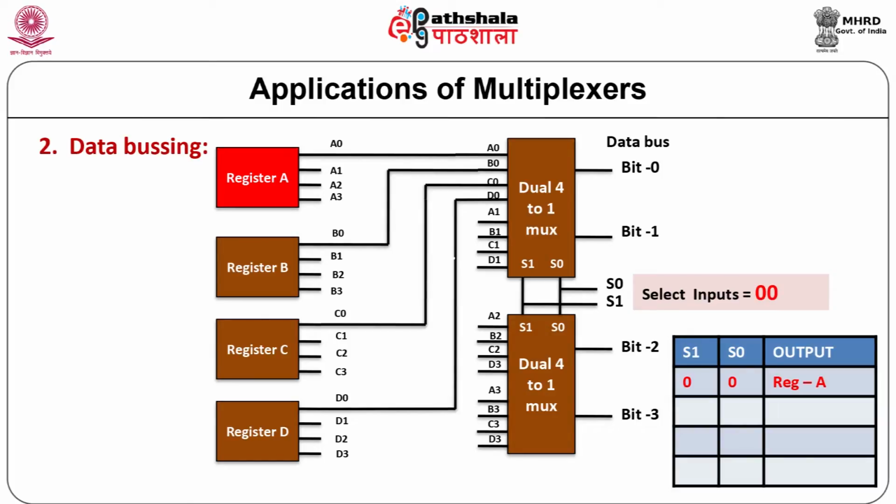When S1 and S0 both are at 0 0, then register A contents will appear on the data bus. When S1 and S0 is equal to 0 1, then register B contents will appear on the data bus. When S1 S0 is equal to 1 0, then register C contents will appear on the data bus. Similarly, when S1 and S0 is equal to 1 1, the register D contents will appear on the data bus.